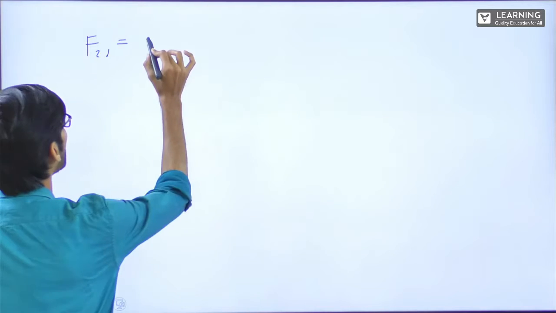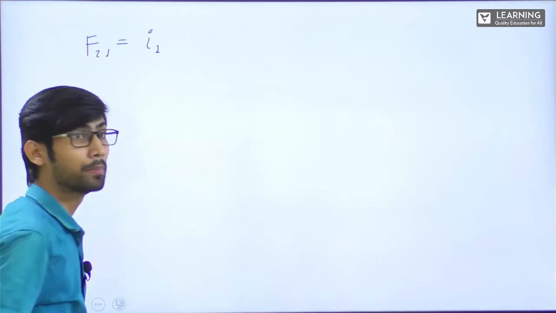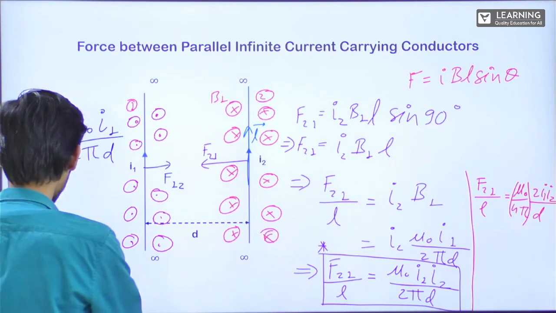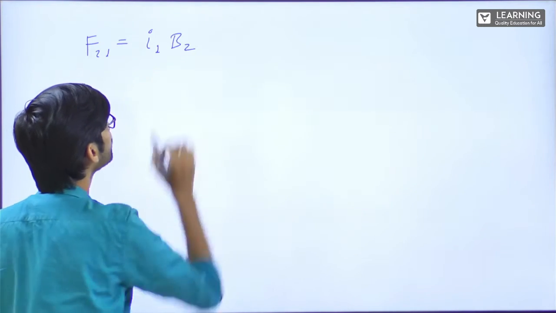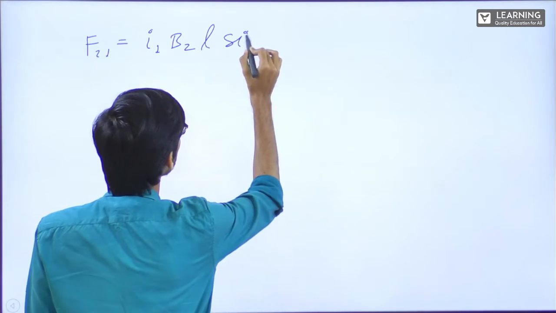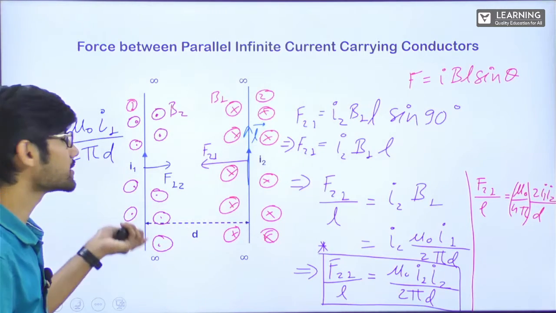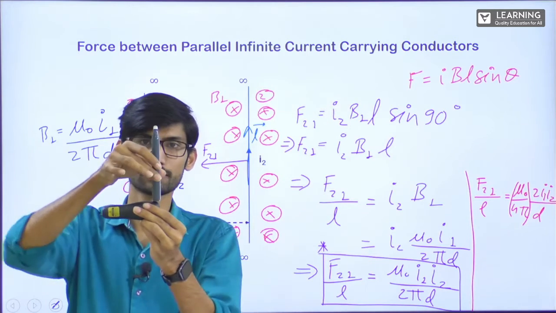Force on 1 due to 2 will be IBL again, where I is the current in the conductor and B is the external magnetic field. Here external magnetic field is due to wire 2, so I'll write this as B2. So this will be B2 into L, IBL sine theta, that is sine 90 degrees, correct? Angle between L and B: L is in the direction of current, B is outwards. See, 90 degrees it is.